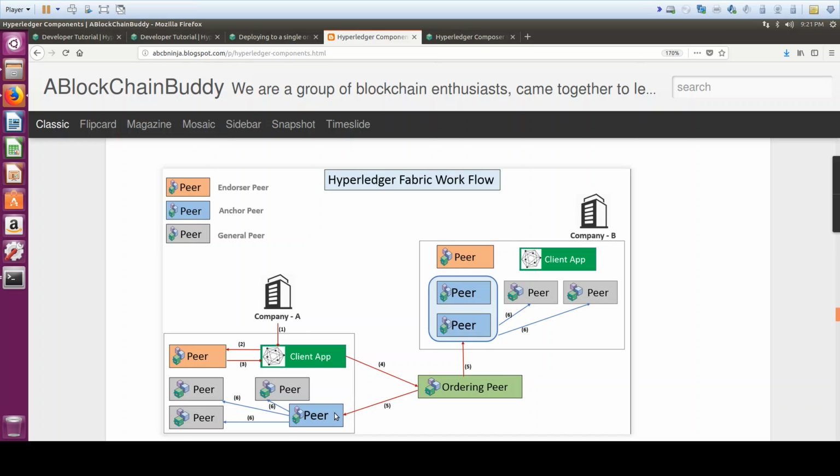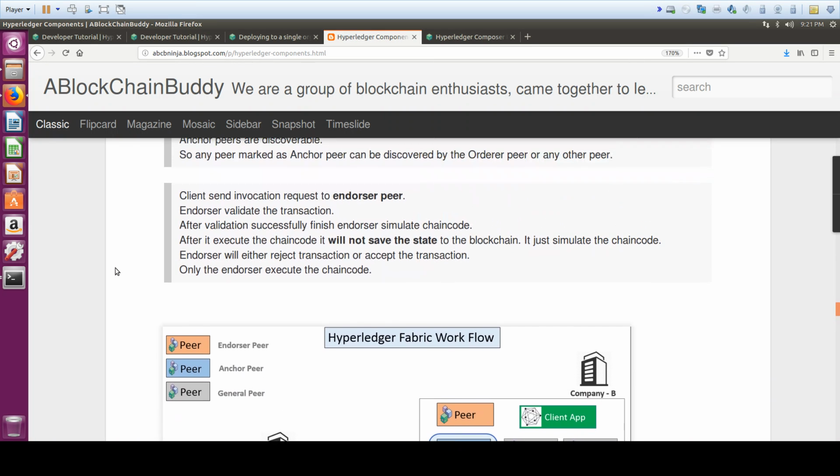Number five, it contacts the anchor peer and sends the block to the anchor peer. So in number five here, company A's anchor peer gets that block, company B's anchor peer gets the block. The anchor peer updates other peers, six. See, in six, it updates all the other peers. That's how the Hyperledger Fabric workflow happens.